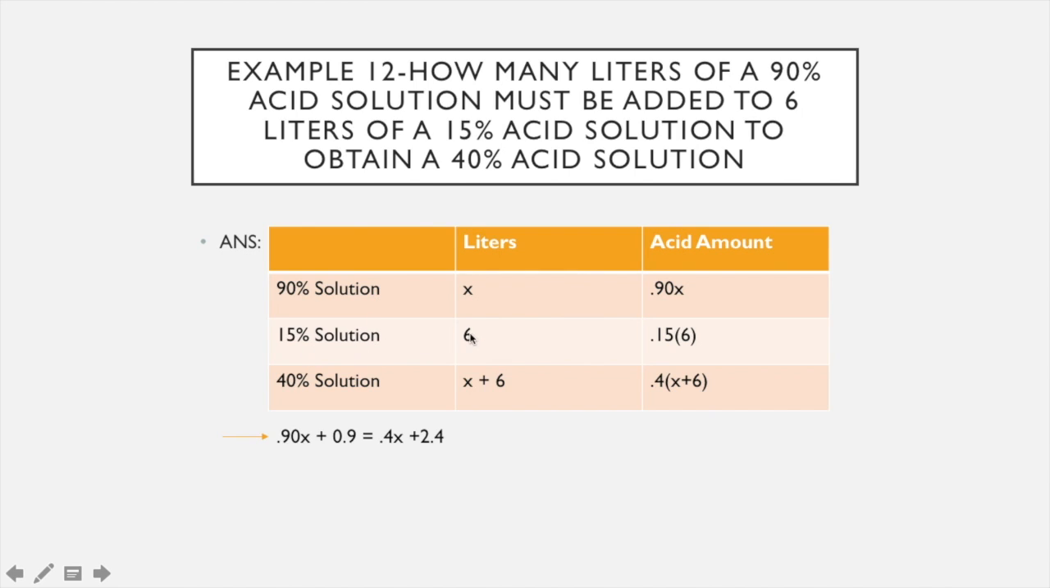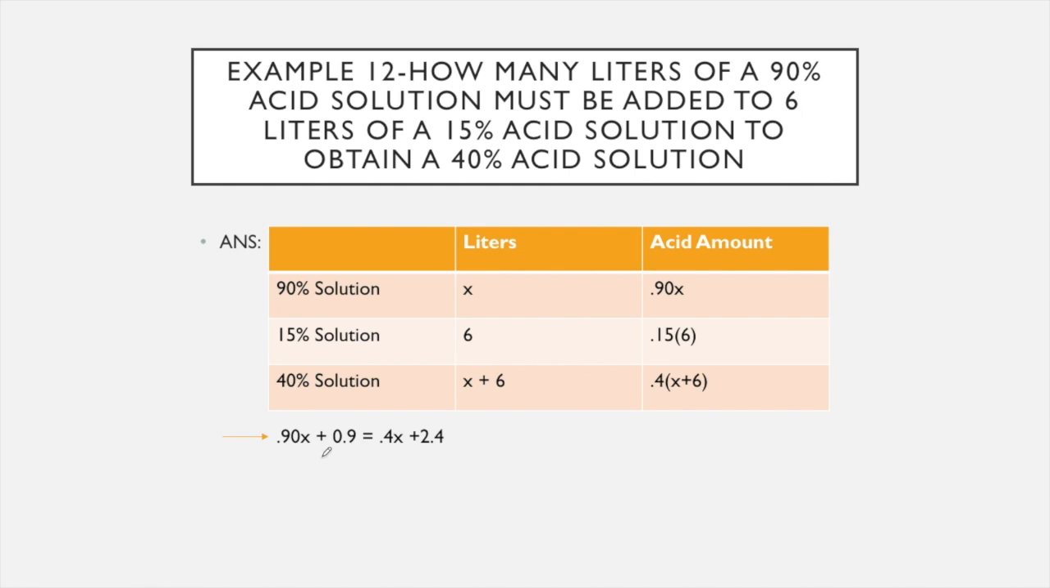So first, we're given 6 liters of 15%. We don't know how many liters of the 90% to add. That's what we need to find. So we'll add these together and mix them. So x plus 6 will be our solution. Then the acid amount. So how much acid is actually in each one? Take your decimal, 0.9 times how many liters? That gives you that. 0.15 times 6 here. And 0.4 times this whole thing there. So these would be the amounts of acid. So this plus this must equal our 40% solution amount of acid. That's how we get this equation here.